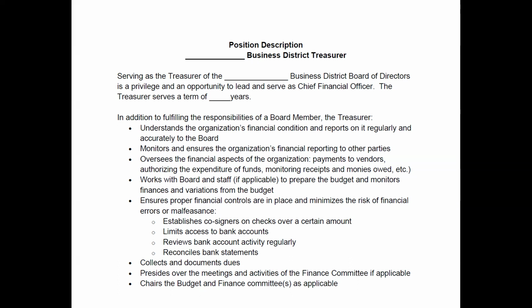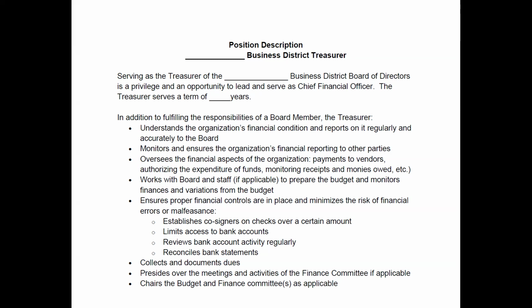The treasurer also oversees other financial aspects of the organization, whether it's paying vendors or authorizing expenditure of funds. A lot of the times, a large expense will require two signers, which typically will be the president and the treasurer. But the treasurer is monitoring receipts and monies owed, making sure that there's no inappropriate spending, things like that.